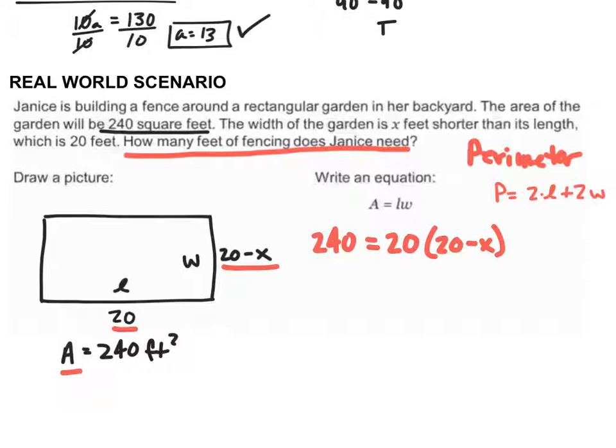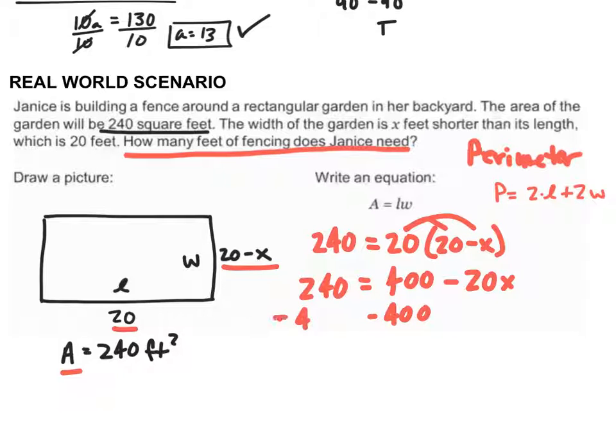Now, at first I need to distribute my 20. So 20 times 20 is going to give me a value of 400. 20 times negative x is going to be minus 20x, and then this is all going to be equal to 240. Now I'm just going to solve this equation for x. I'm going to subtract 400 from both sides, and so those are going to cancel out.